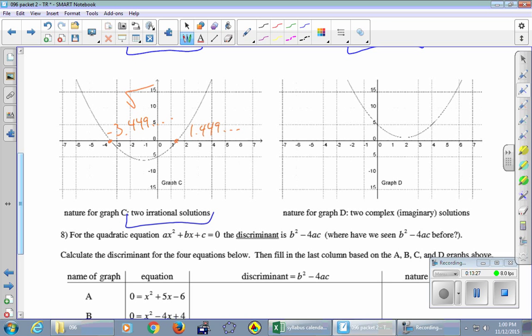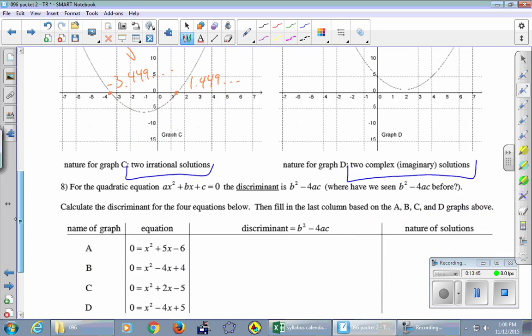Okay, so we've got this relationship between the pictures and the kinds of solutions you might get. All the stuff that I just underlined in blue is what we're going to call the nature of the solutions. It's how many do you have, and are they rational or irrational or complex? Those two characteristics are what we call the nature of the solutions.